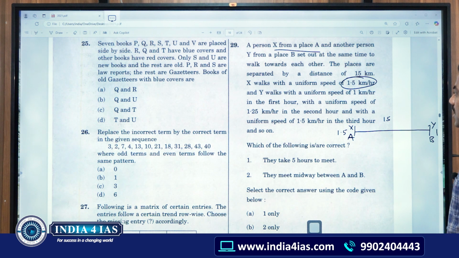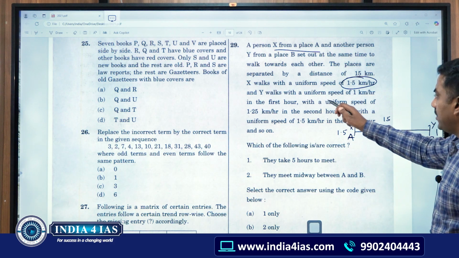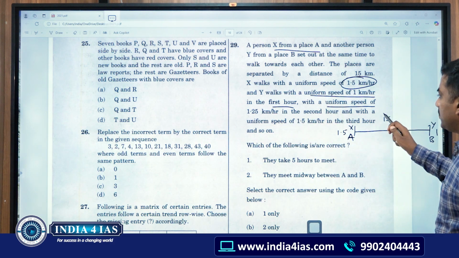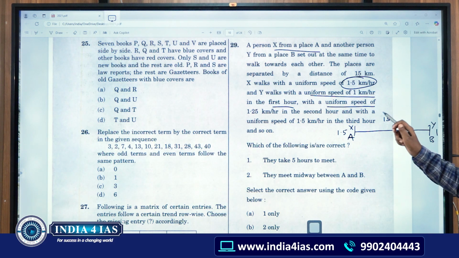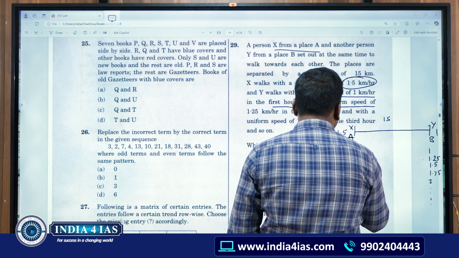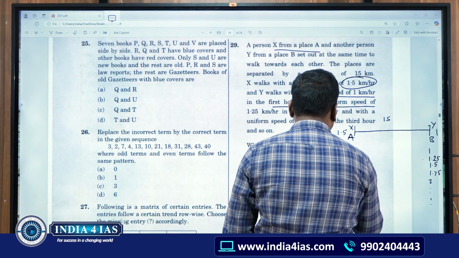And Y walks with a uniform speed of 1 kilometer per hour in the first hour, with a speed of 1.25 kilometer in the second hour, like that. So first hour he will cover 1, second hour he will cover 1.25, third hour he will cover 1.5, then next he will cover 1.75, next 2. It will go on like this. But in case of X, it is 1.5, 1.5 all the time.